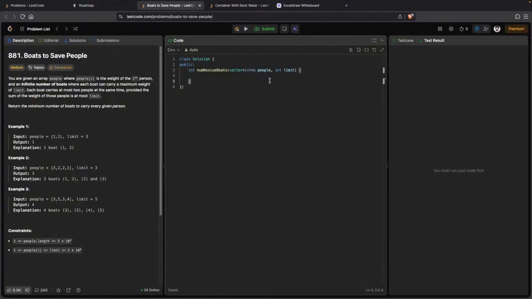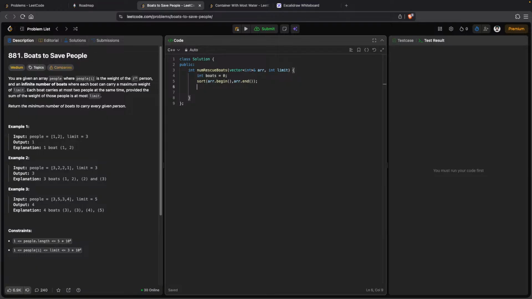Let's try to type something. Okay, so first thing I can do, you have the limit, this result, and the result is 0 at the starting. For the number of boats, I'll call it boats. Boats is 0. Now first thing I can do, sort the people array. Sort the array, array dot begin and array dot end. Okay, I have sorted the array.